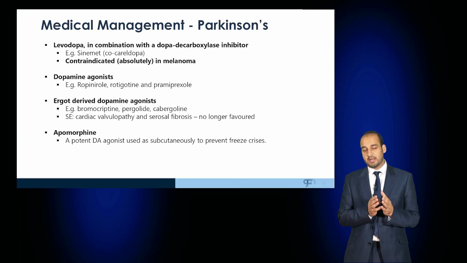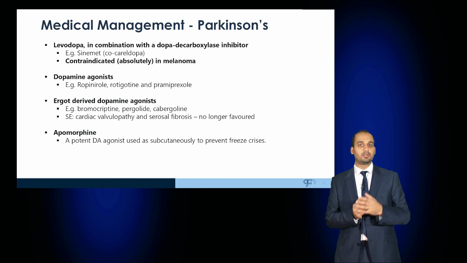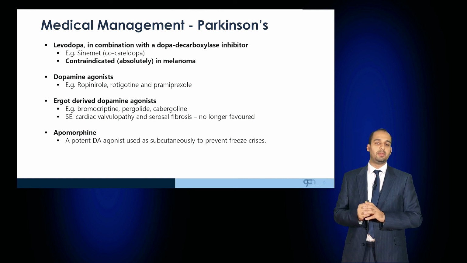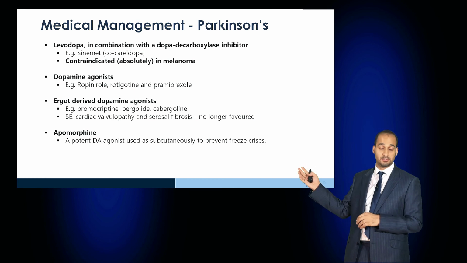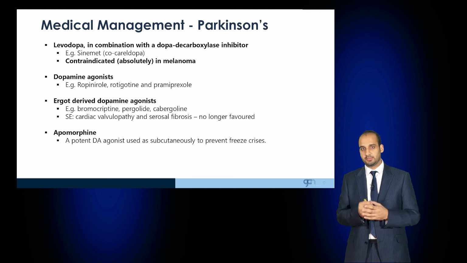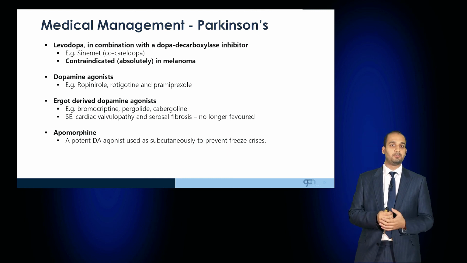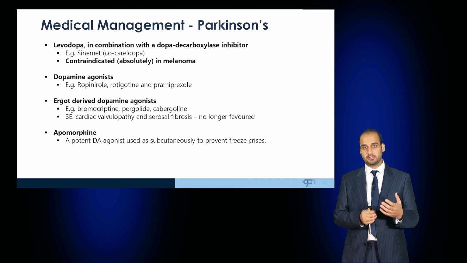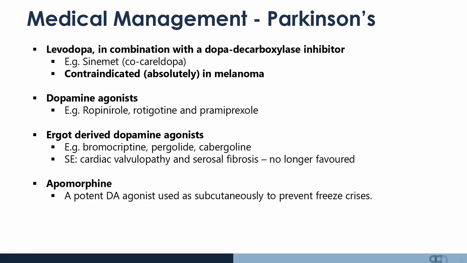Medications are there to try to increase dopamine. Levodopa in combination with a dopa decarboxylase inhibitor such as Sinemet can be used as first line, although this is contraindicated in melanoma. Other dopamine agonists such as ropinirole, rotigotine or pramipexole can be used, and conventionally previously ergot-derived dopamine agonists such as bromocriptine, pergolide and cabergoline were used. However, these were associated with severe cardiac valvulopathy and serosal fibrosis, and so are not favoured anymore.